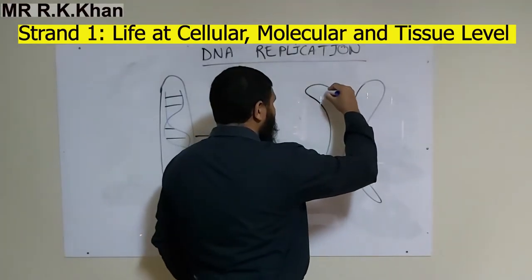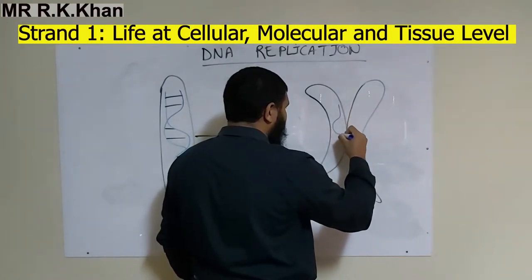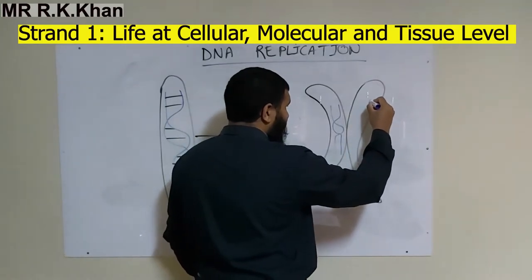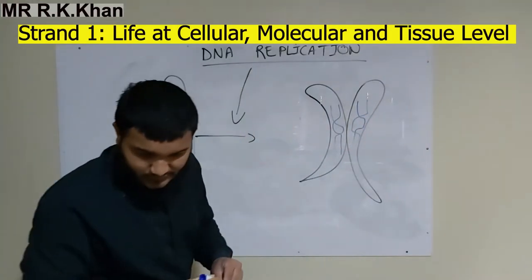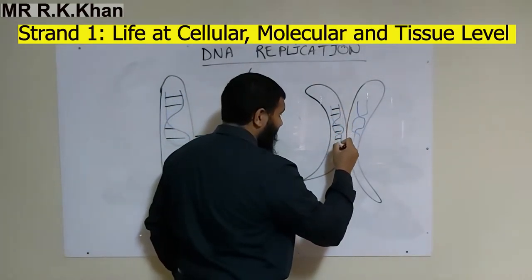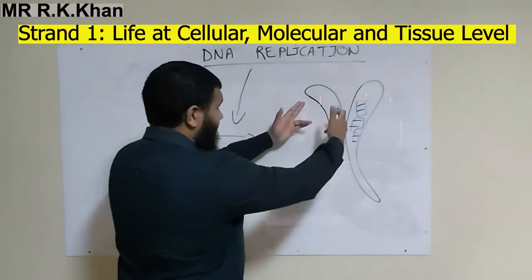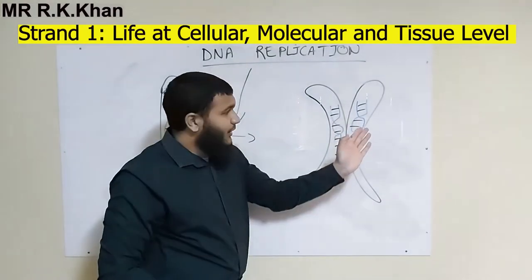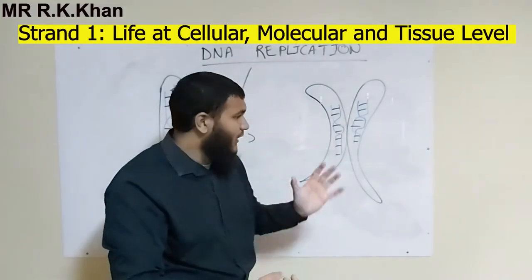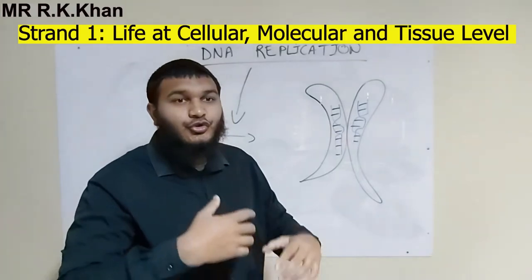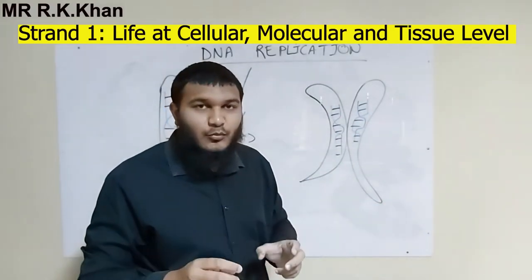Let's draw it like this. We have our DNA in its chromosomes, and it has made a copy, a photocopy of itself. Now this cell is ready because it has replicated its DNA and chromosomes. It is ready to undergo mitosis to produce new cells that are genetically identical to the original cell in terms of the number of chromosomes.